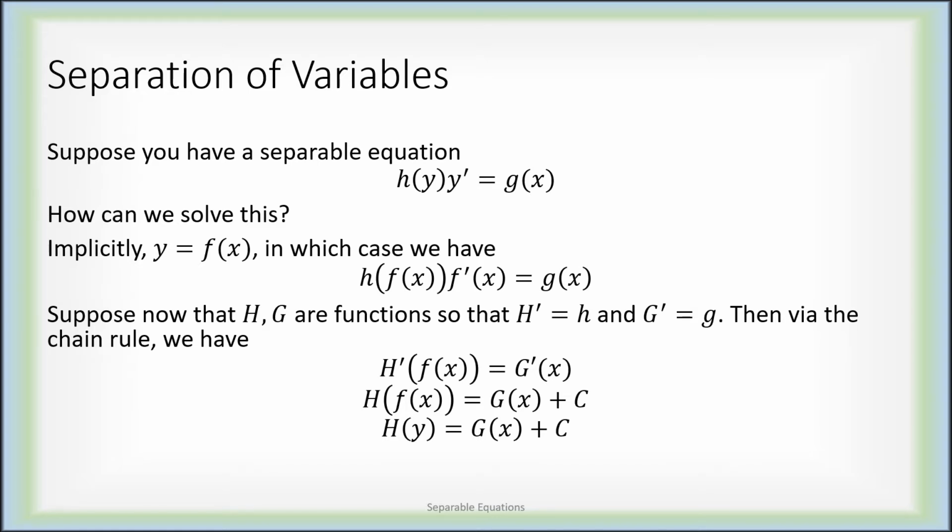Basically, if you can separate an equation to look like this, all you have to do is anti-differentiate the function h and anti-differentiate the function g, and you're good. So it really turns out to just be two independent sort of single variable calculus integrals. Okay, so we can then maybe solve for y.